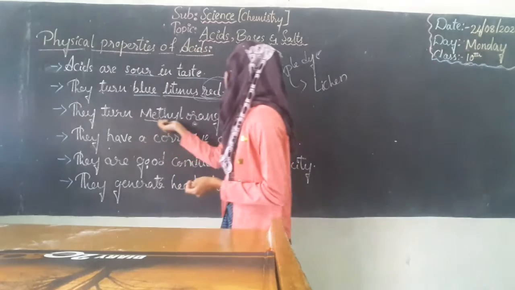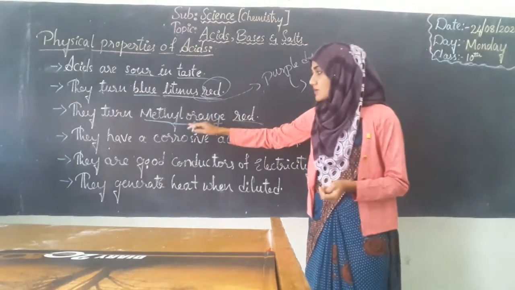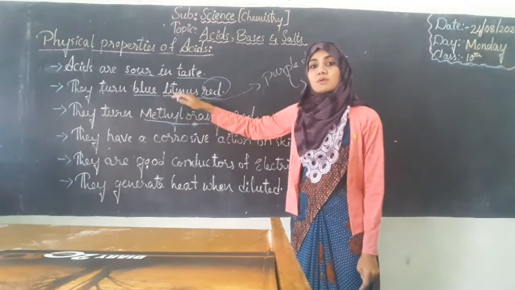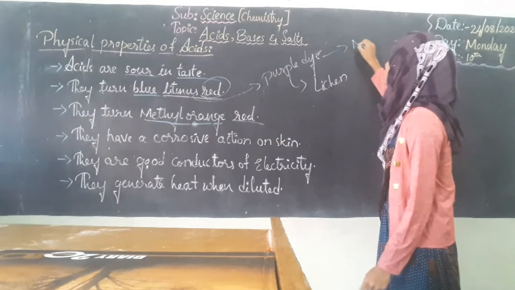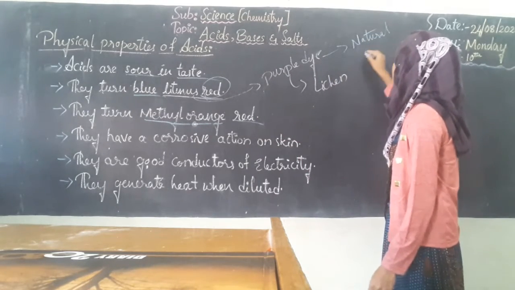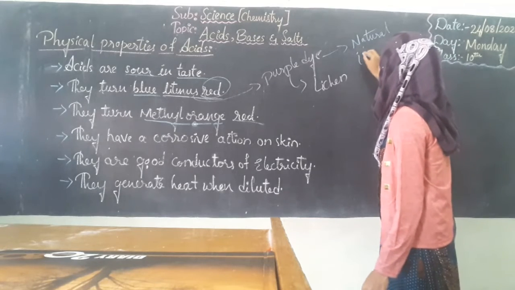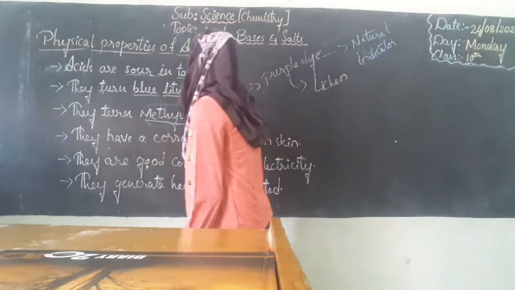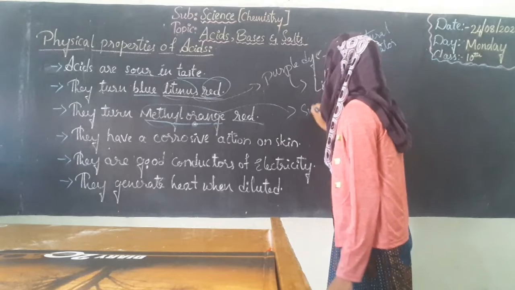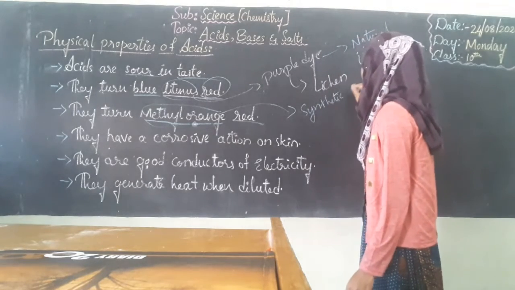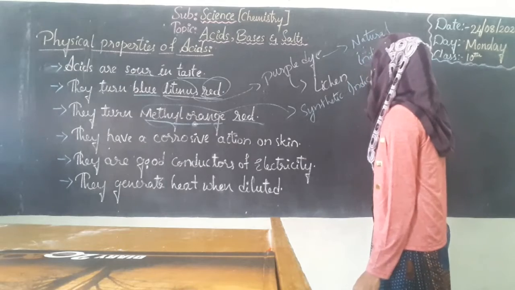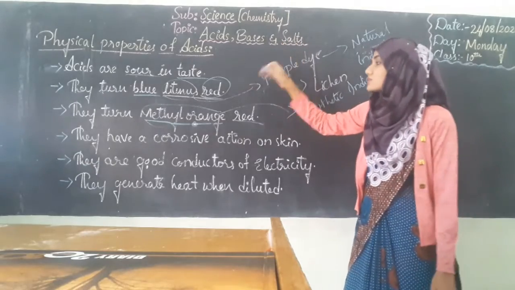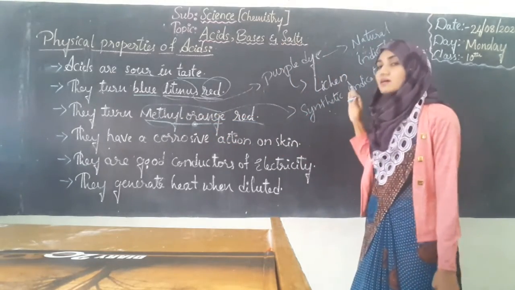Next, they turn methyl orange red. Now what is this methyl orange? Even about this I have explained in the last class. So what's the difference between litmus solution and methyl orange? Litmus solution is a natural indicator, isn't it? Whereas methyl orange is a synthetic indicator.